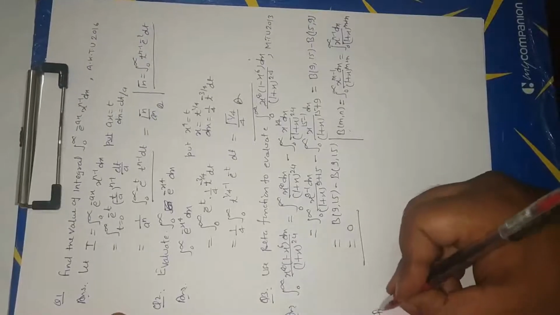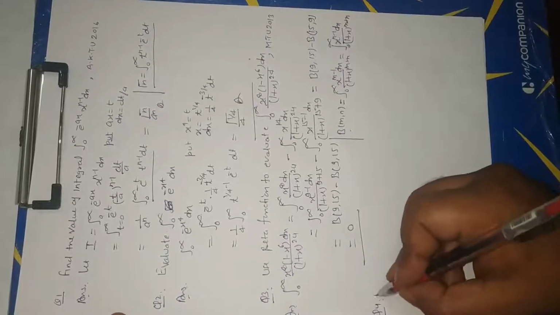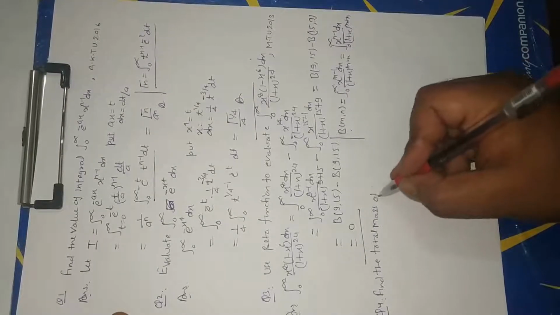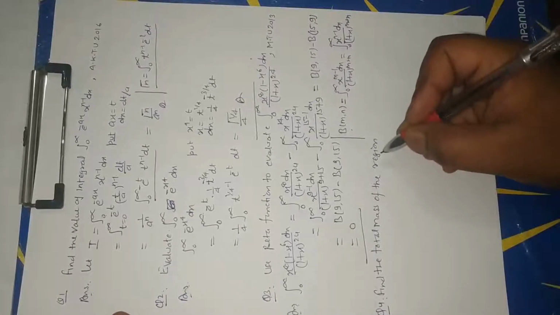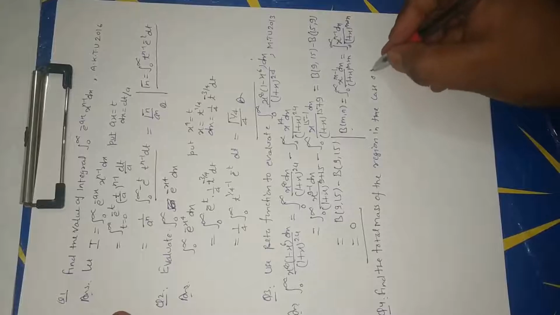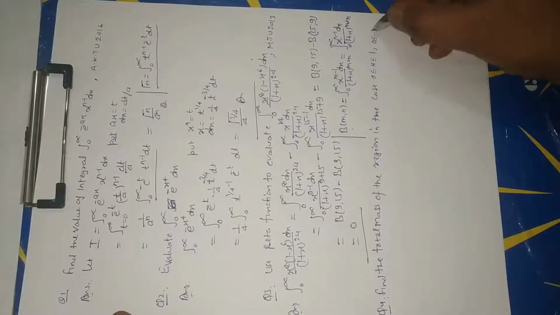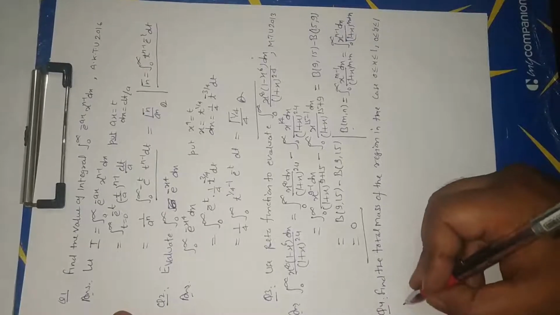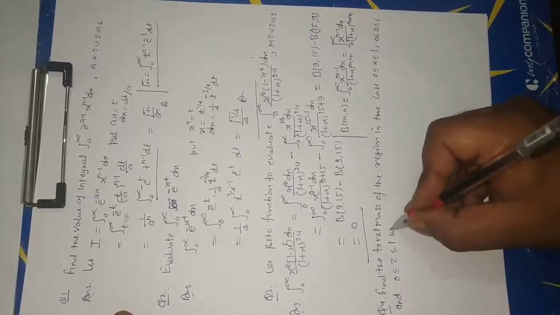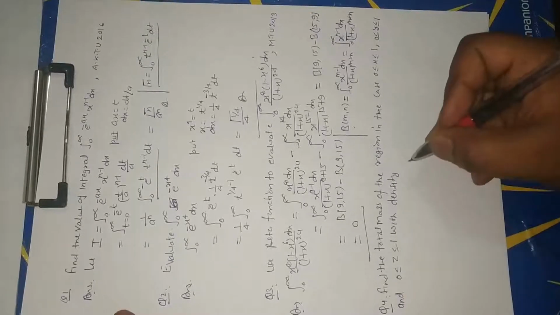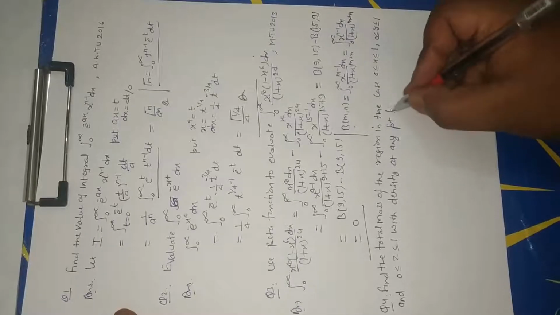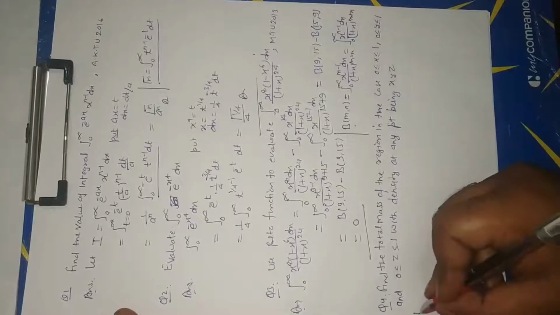Now next, question number 4. Find the total mass of the region, with density at any point being x, y, z. Now answer.